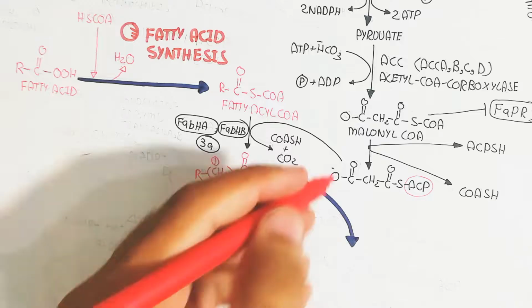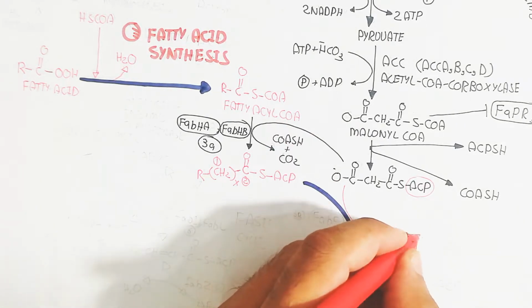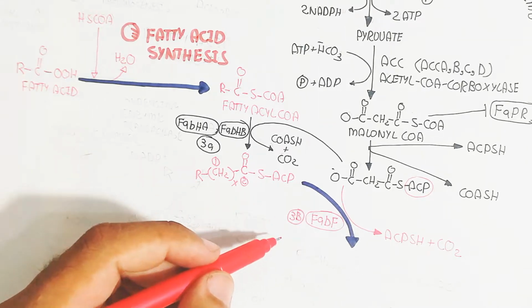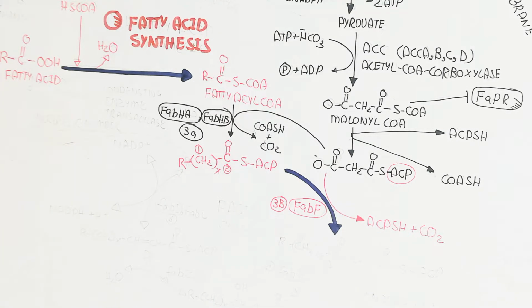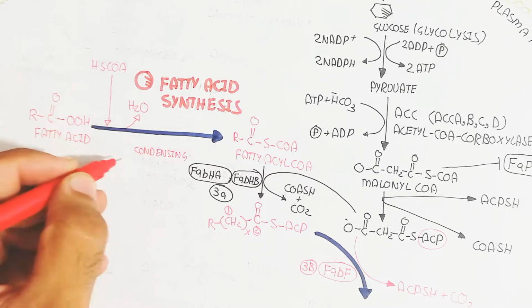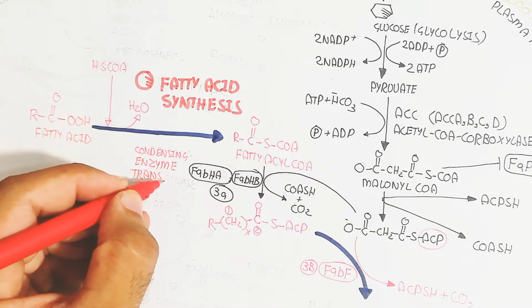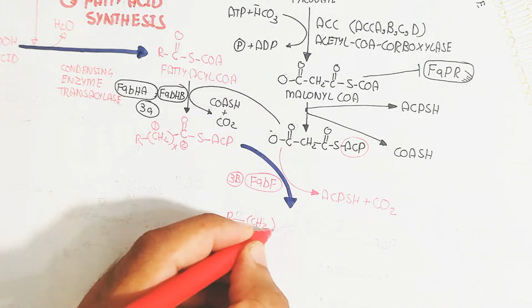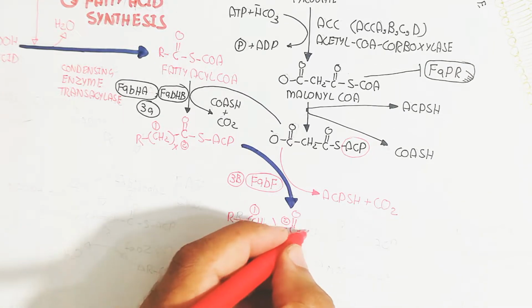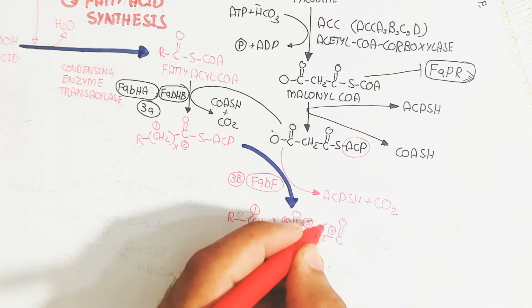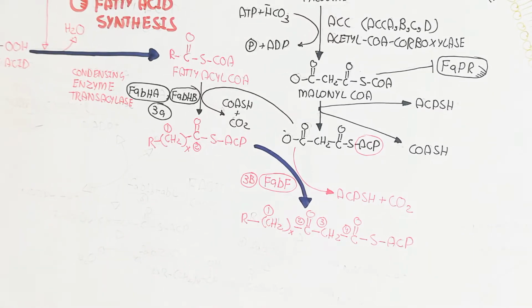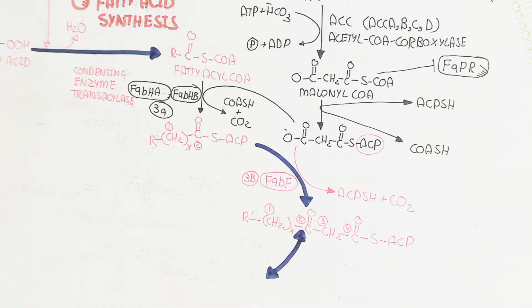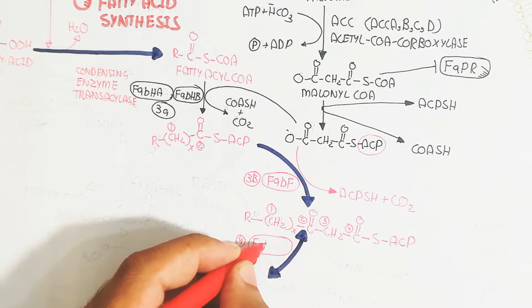carbon dioxide, and FabHA and FabHB act in step 3A. In this way, it will form this structural formula, which contains R, the alkyl group, and here CH2 containing 1 carbon, and the 2 carbon is this type, and the condensing enzyme transacylase formation will occur. In this way step 3B, FabF, is used to form ACPSH, and in this way ACPSH is released plus carbon dioxide.